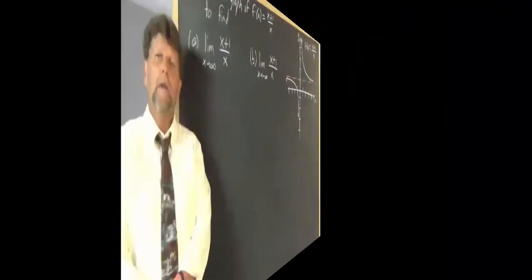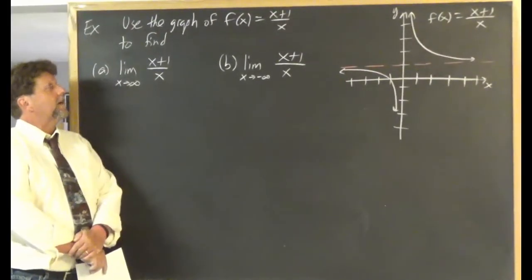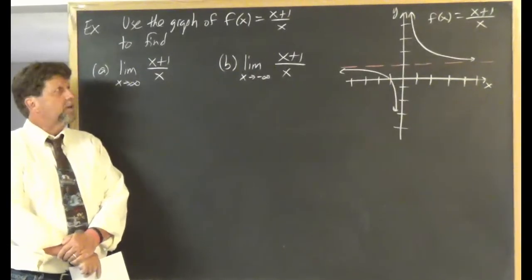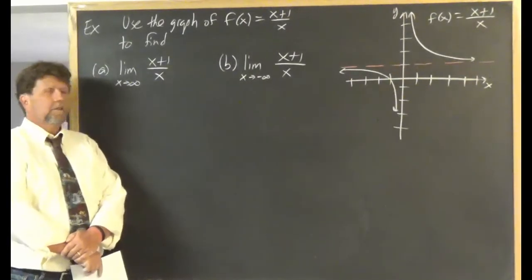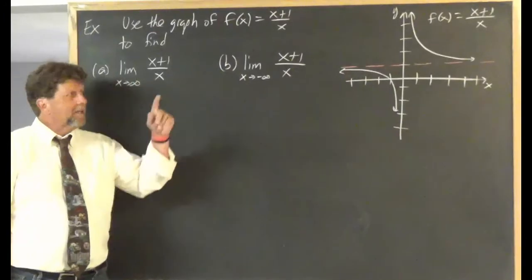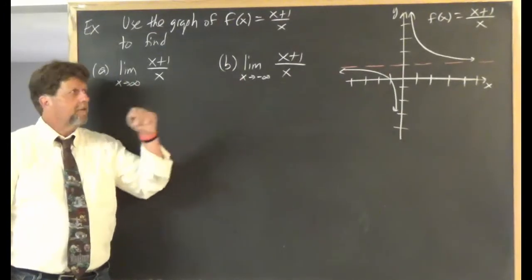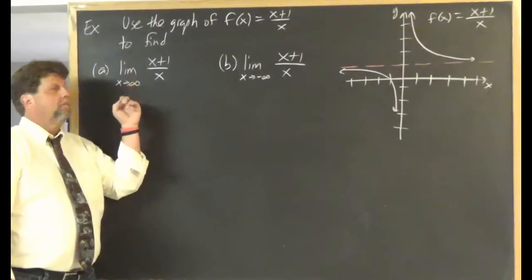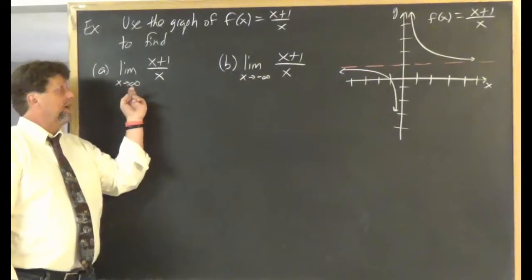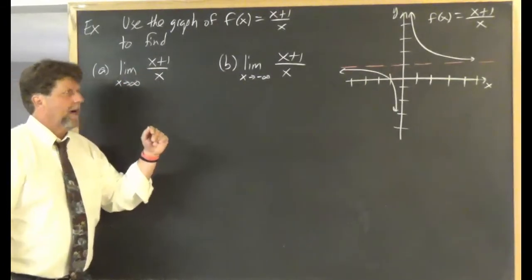through this one. All right, in this example, you're asked to use the graph of f of x equals x plus 1 over x to find these two limits. So I've reproduced the graph over there. So let's look at the first one. The limit as x approaches infinity of x plus 1 over x.